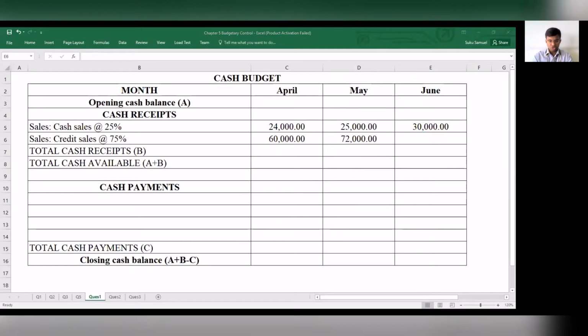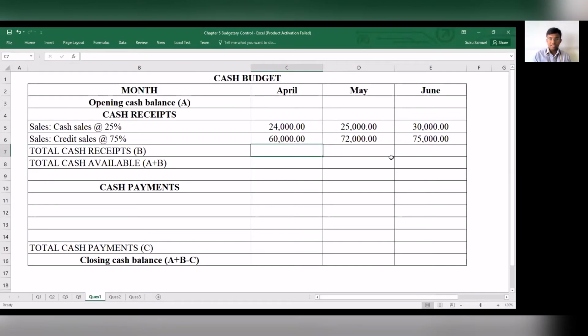Similarly, in the month of June, we will be collecting the credit sale for the month of May. So month of May, it is 1 lakh, and 75% of 1 lakh is 75,000. So we have completed that.